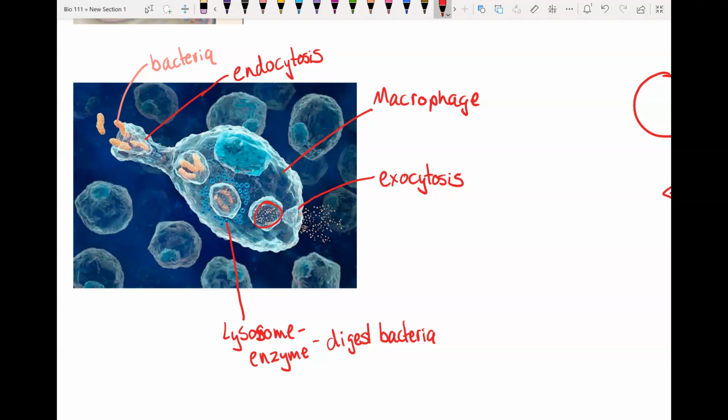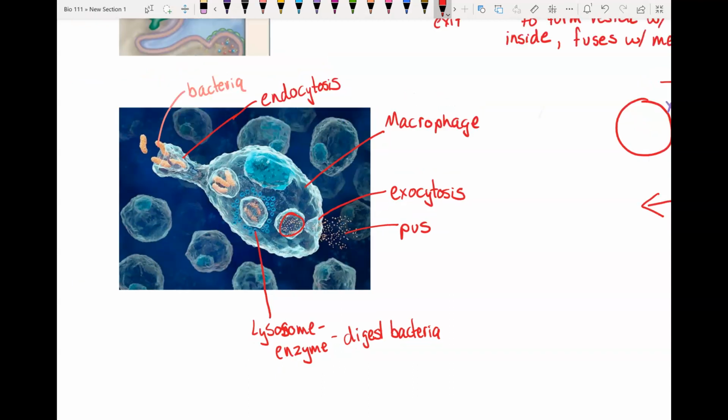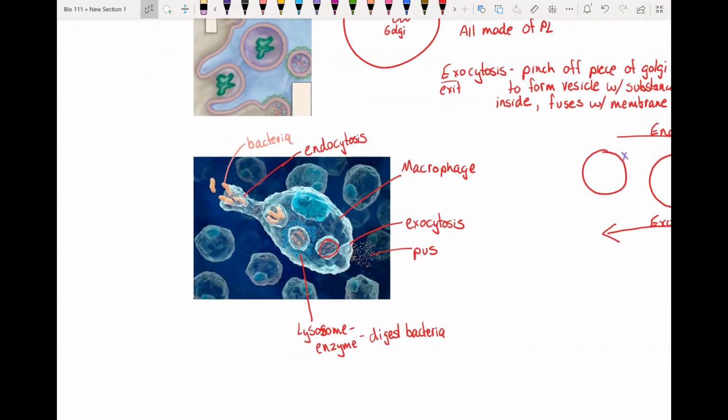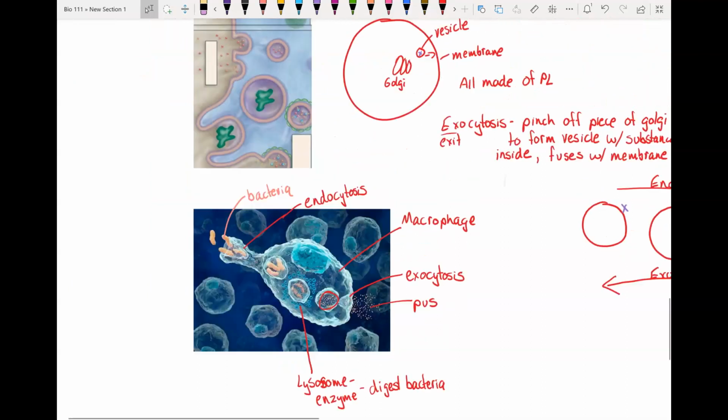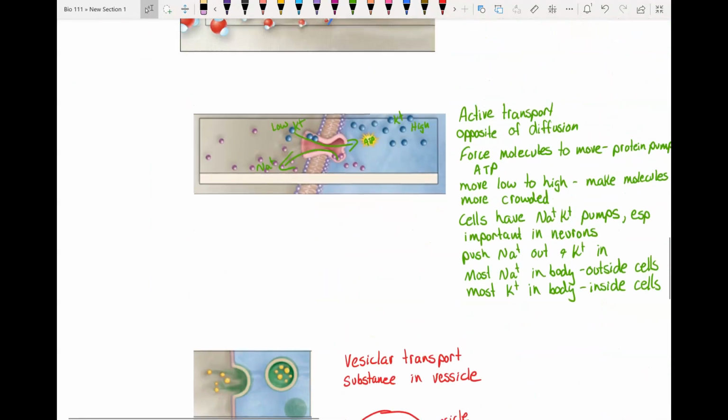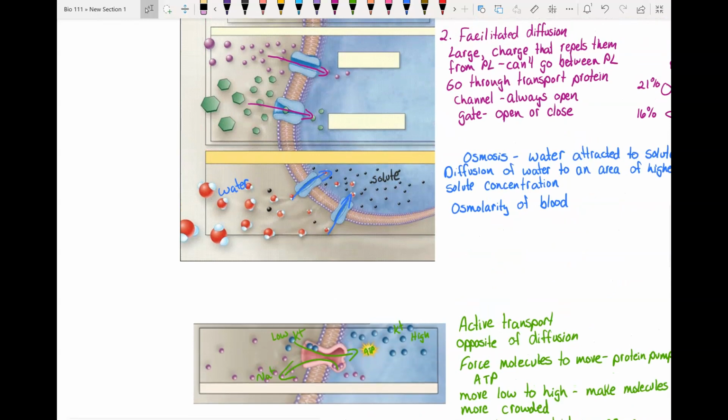Sometimes if you have a cut and that cut's infected, you can tell that your macrophages are there working because all this massive amounts of digested bacteria coming out is what you see as pus in the cut. All right, so there's the ways that you get things in and out of your cells. You do membrane transport.